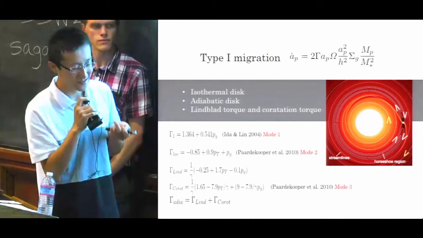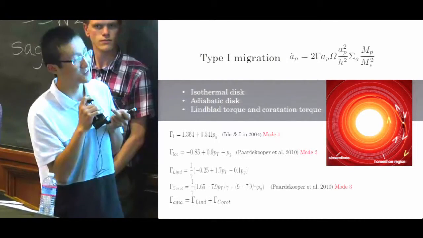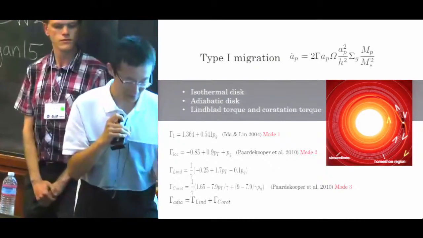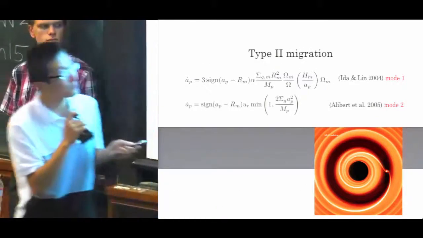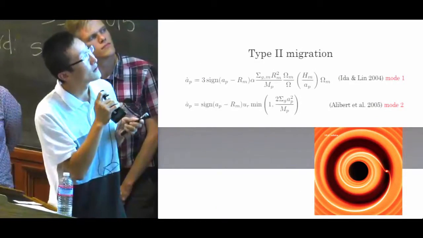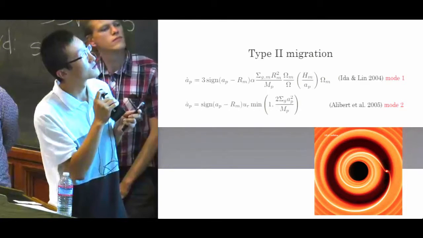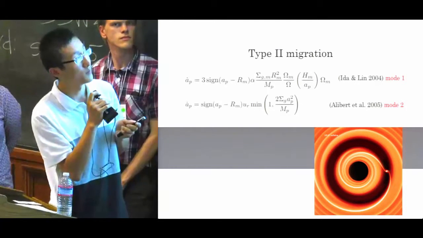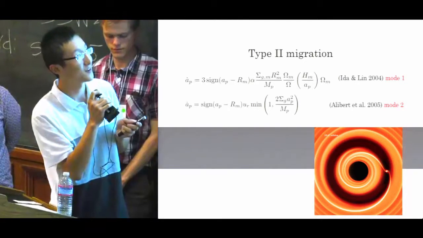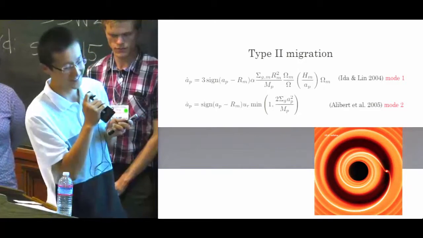So the different scaling factors describe the different migration rates, and also there's type 2 migration introduced by these two kinds of modes. There's mode 1, mode 2, also multiplied by the scaling factor here.